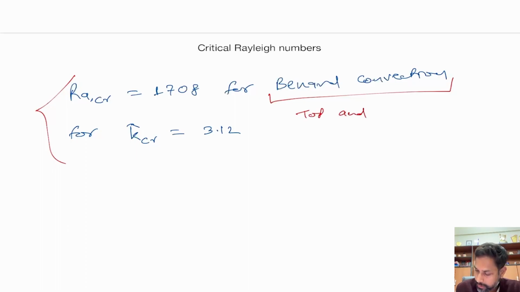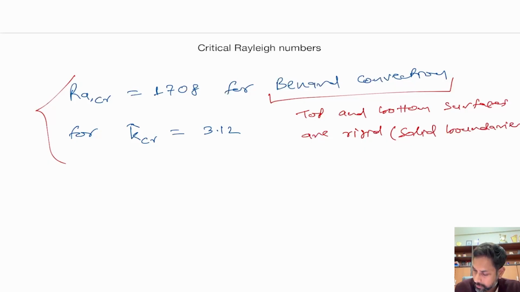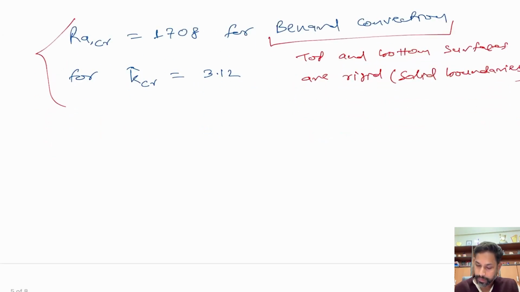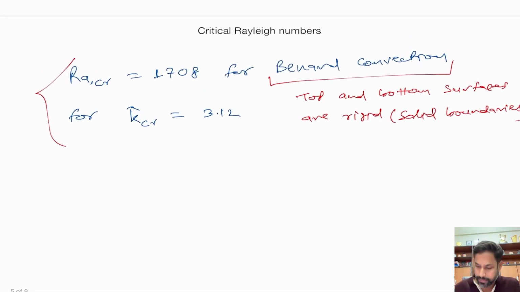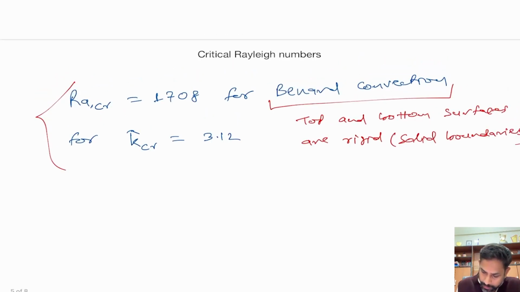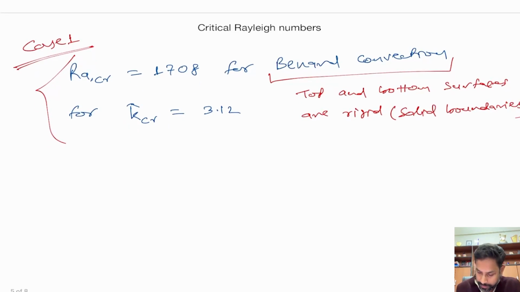top and bottom surfaces are rigid, right? They are basically solid borders. Okay, but then there are other cases where, for example, let's call it case 1, right? That is the Benard convection.